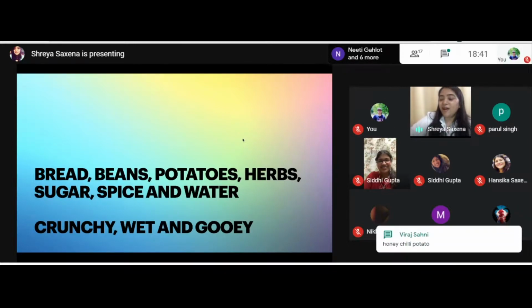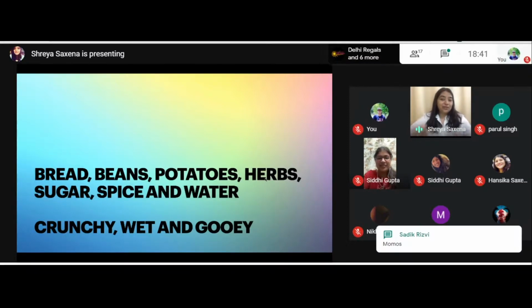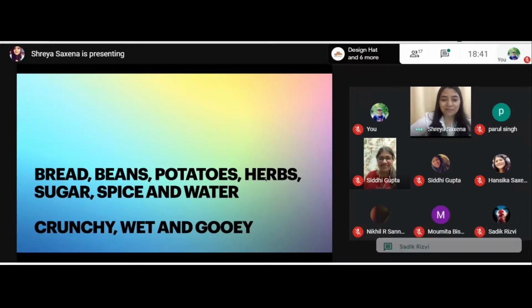Any guesses? Siddhi, can you help me with the guesses because I'm not able to see the chat over here. Sure. We've already got the first guess from Raj Sahani. It's honey chili potato. Oh, honey chili potato. Okay. All right. But how do we use water? That's actually an active ingredient in this dish. It's not just used in preparation. We have to think of a dish which also has water in it.